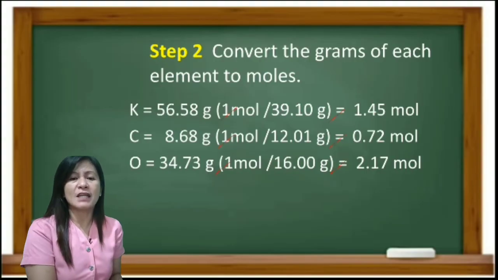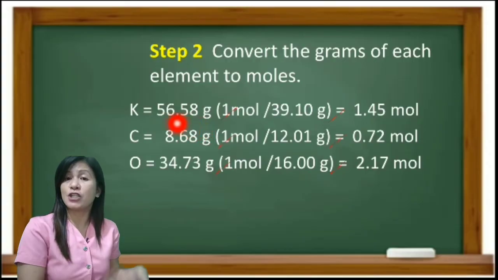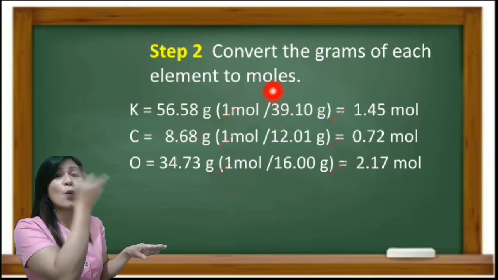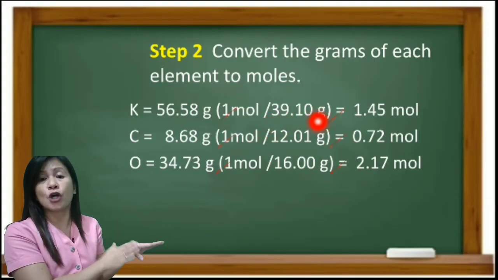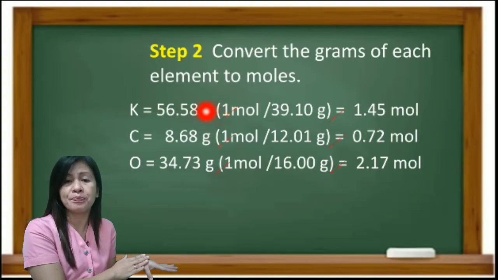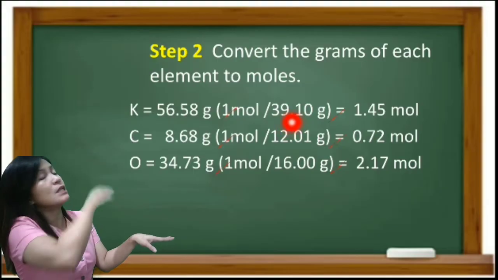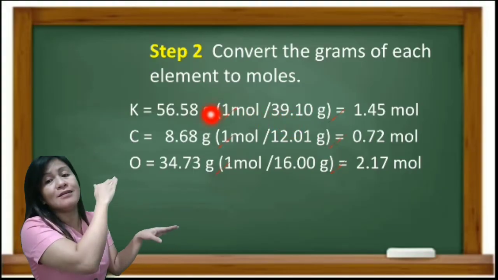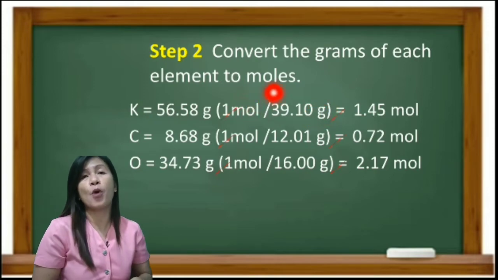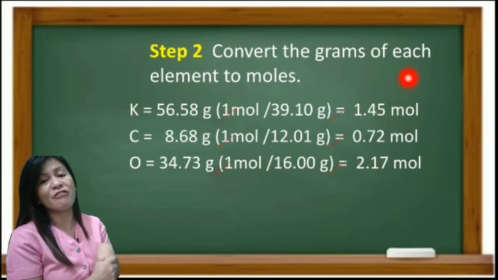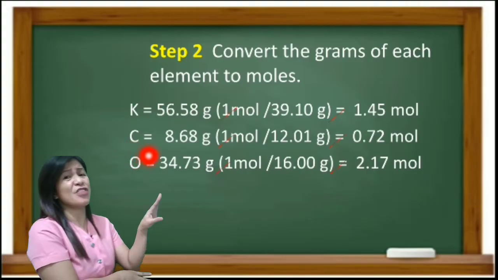Potassium. The given mass of potassium in the problem is 56.58 grams. Multiply that by the ratio, 1 mole of potassium over the atomic mass of potassium, 39.10 grams. So you divide 56.58 grams by 39.10 grams, cancel gram, so you will have mole as the unit left. Dividing the two, you will get the answer 1.45 moles. So that will be for potassium. The same process you will do for the rest of the elements in the compound.